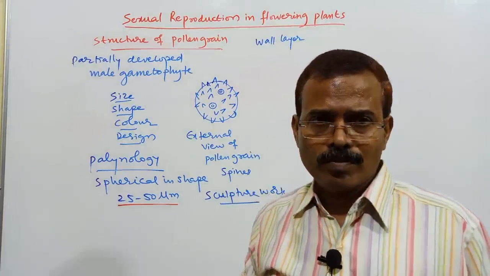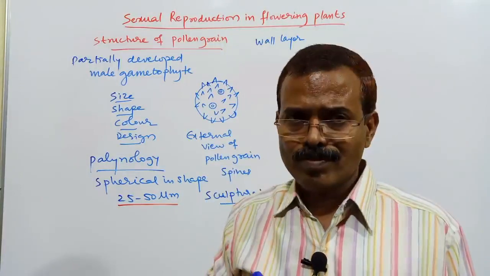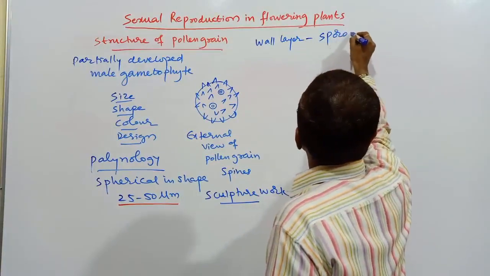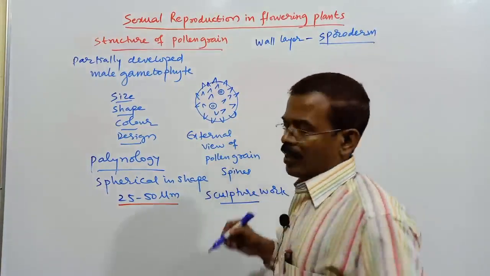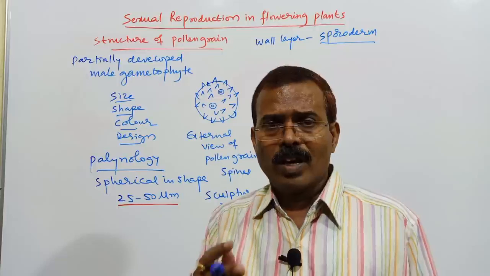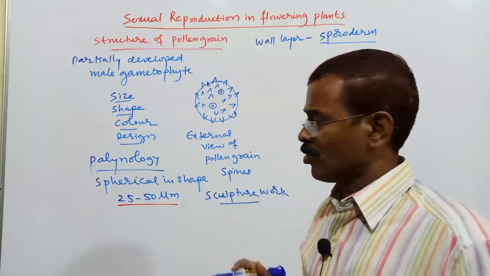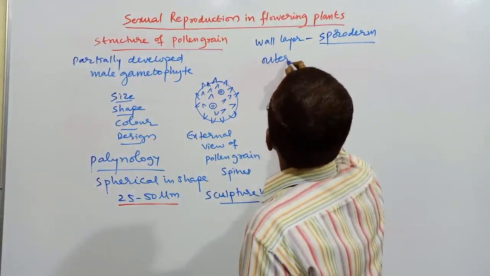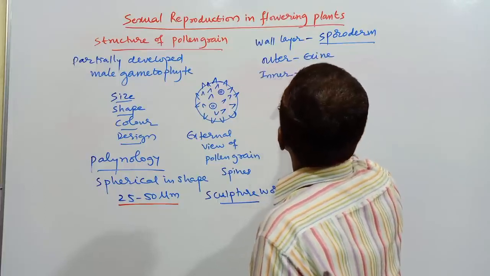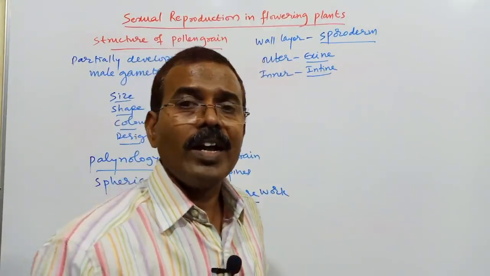This pollen grain has a wall layer. The pollen grain is protected by the wall layer. The wall layer of the pollen grain is known as sporoderm. This sporoderm in turn has two wall layers: outer exine and inner intine.